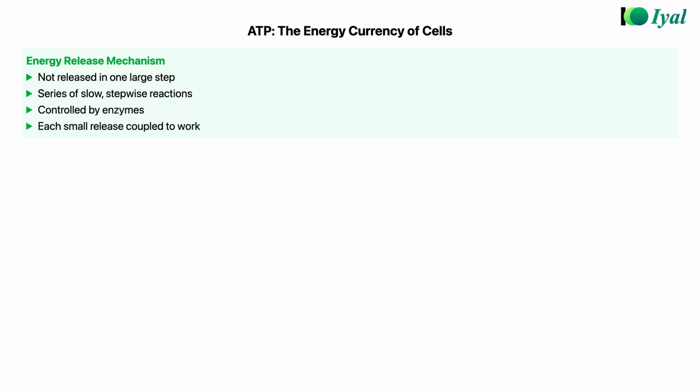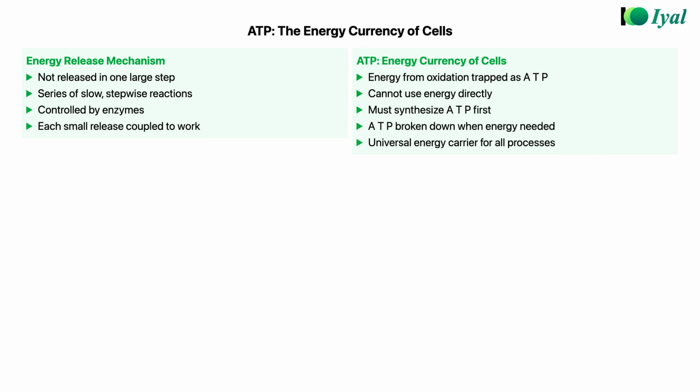When glucose is oxidized, all that energy is not released suddenly in one big explosion. That would be disaster. No, the cell is smarter. It releases energy in many small steps, like going downstairs step by step. Each step is controlled by enzymes. Each step releases a little energy. This way, the cell can capture this energy without wasting it. So here is the beautiful part.